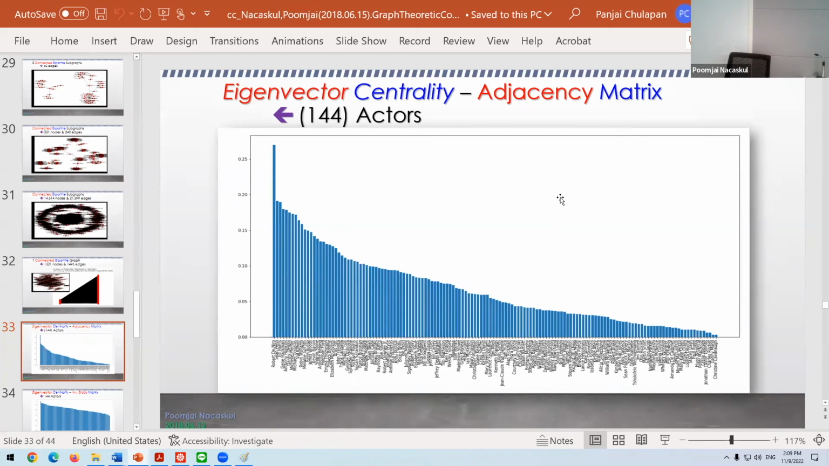Okay, you want to guess who it is? Who? But it's not Tom Hanks. Tom Hanks is close here. But it's not Tom Hanks. Who do you think it is? You don't know. Okay. So, go all the way here.